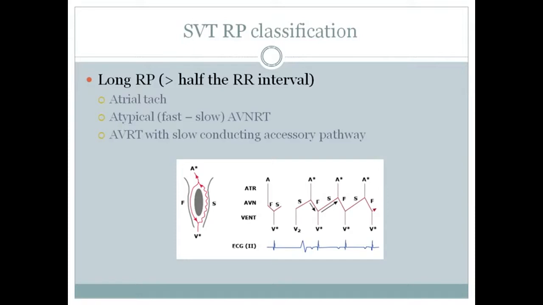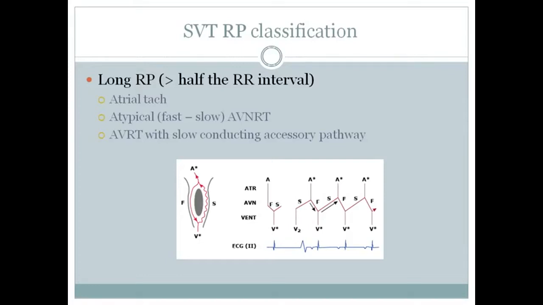If you have what we call a typical AV-NRT, instead of going down the slow pathway and then activating the atrium through the fast pathway, it's the other way around. It goes down the fast pathway, activates the ventricle, and then slowly goes to the atrium and activates it. That gives more time between the R wave and the P wave. So this is the RP.